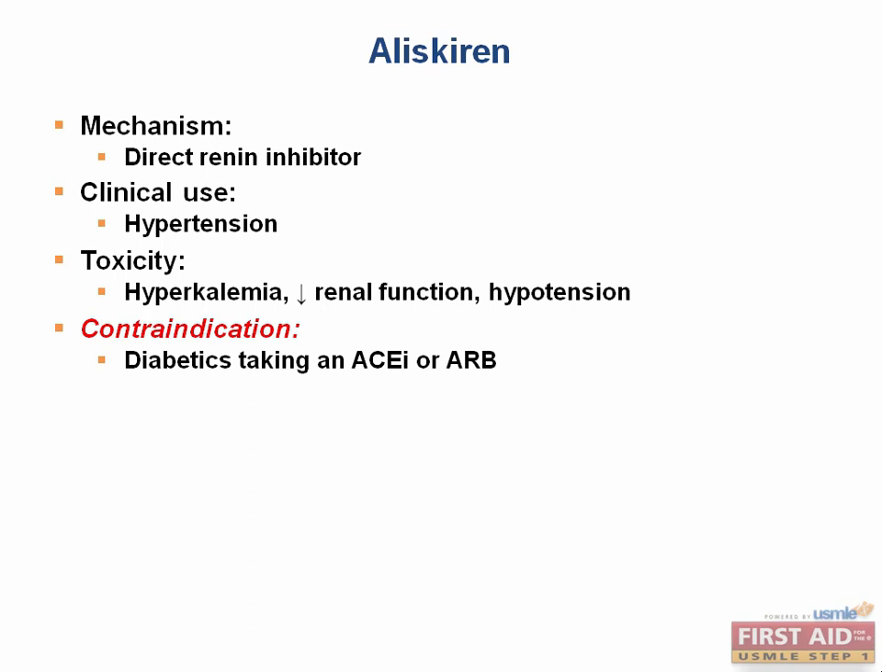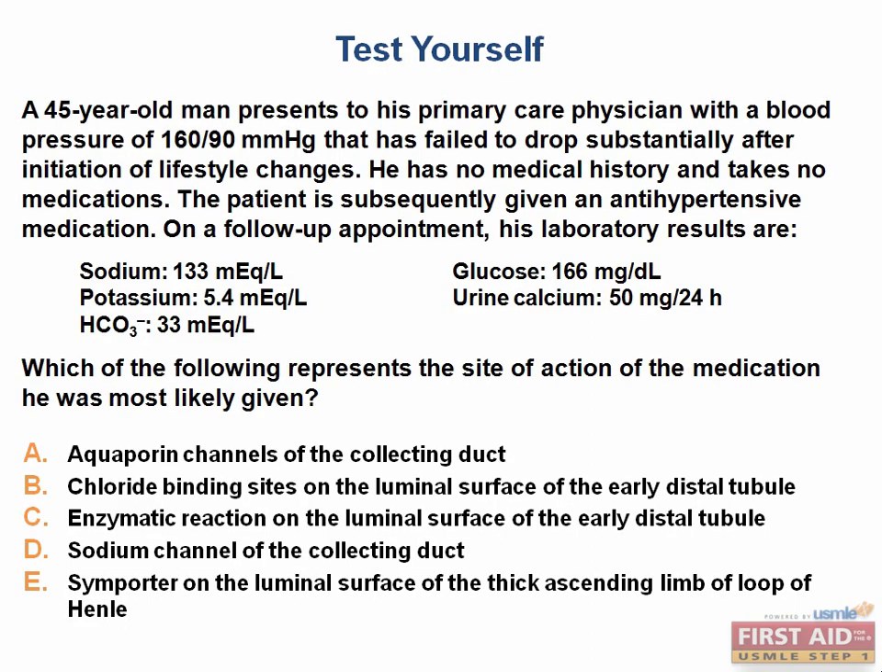Alright folks, that about does it for our adventures here in renal pharmacology. Let's finish it off with a board-style question. A 45-year-old man presents to his primary care physician with a blood pressure of 160/90 that has failed to drop substantially after the initiation of lifestyle changes. He has no medical history and takes no medications. The patient is subsequently given an antihypertensive medication.